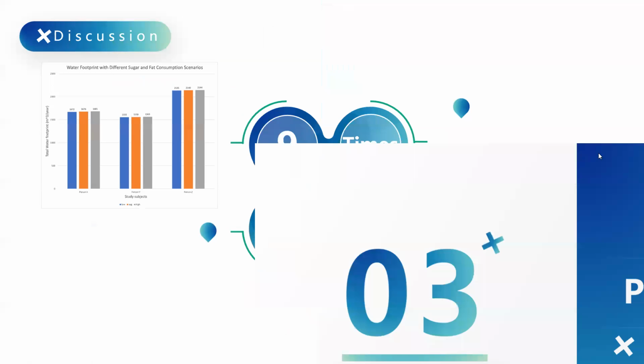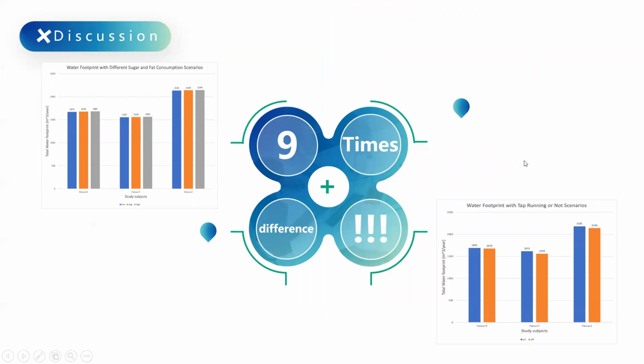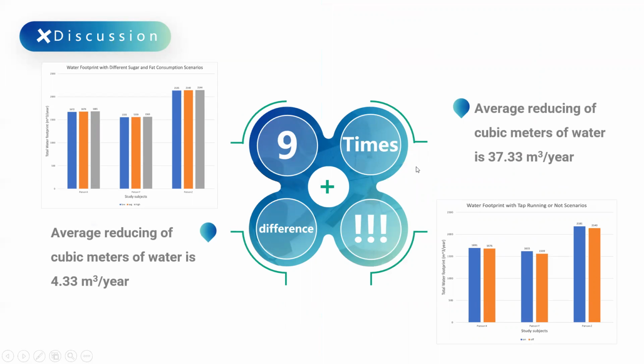There might be some astonishing facts in this process. We found there is a 9 times difference in the average reduction of the water footprint. When we reduce water usage by lowering the consumption level of sugar and fat, there is only around 4.3 cubic meters per year of saving on average. For the tap running or not, there is an average saving of 37.3 cubic meters per year.